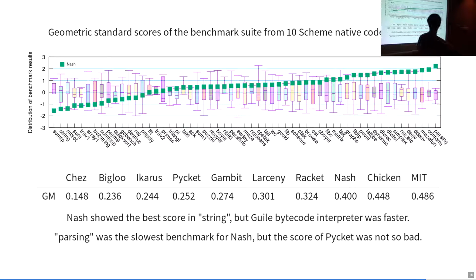And another thing is that the parsing benchmark was the slowest for Nash, but the Pycket implementation shown here did not perform so badly. Pycket is another tracing JIT implementation of Scheme. So the poor performance of parsing is probably not due to the tracing JIT, but it's Nash's own fault.